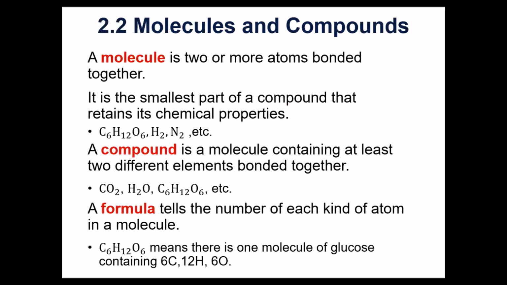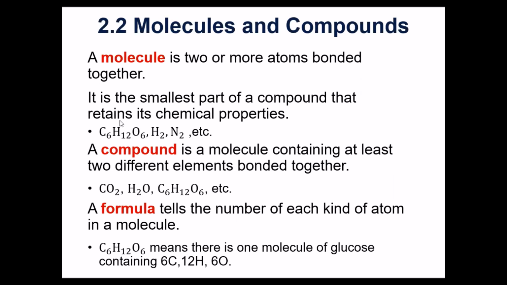Okay, let's look at a few things for section 2. We've got a couple of terms here, molecules and compounds. So far, we've been talking about single atoms of elements. But now, the question is, what happens if you combine atoms together? Well, if you put 2 or more atoms together, you have a molecule. And there's some examples of molecules here.